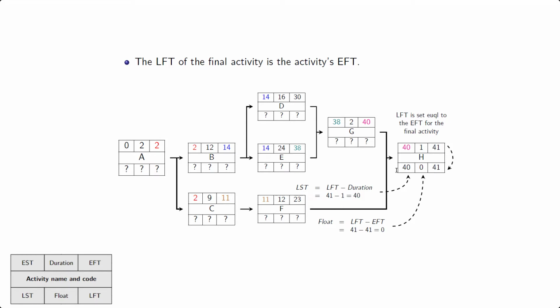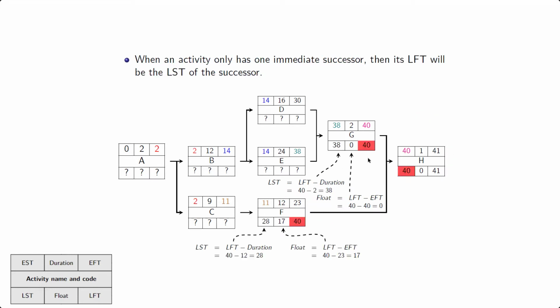So to find this bottom left corner, that's the latest starting time, you just take the latest finishing time, which in this case is 41, and you subtract the duration of 1, which is 40. Then we can move on there to activity G and F. So both G and F have only one immediate successor. G has only one immediate successor, and that is H. So we're going to copy paste the latest starting time, the bottom left corner of H, to become the bottom right corner here of G. So 40, copy paste over.